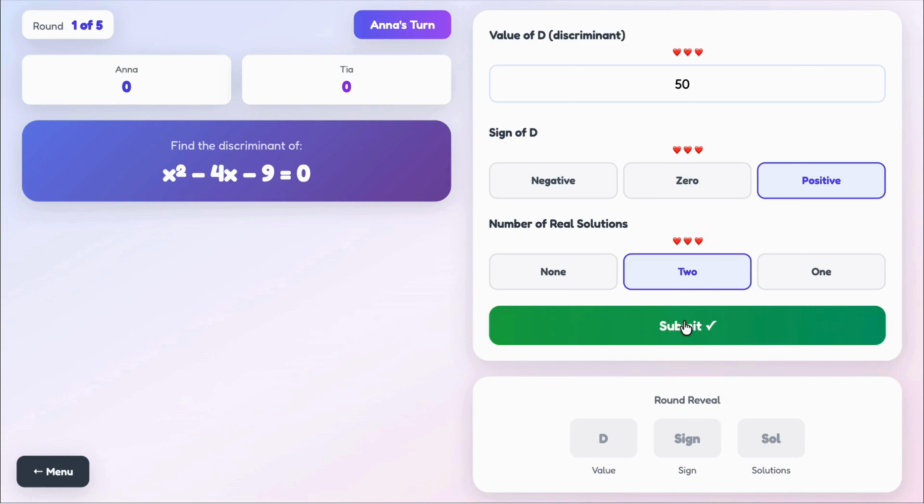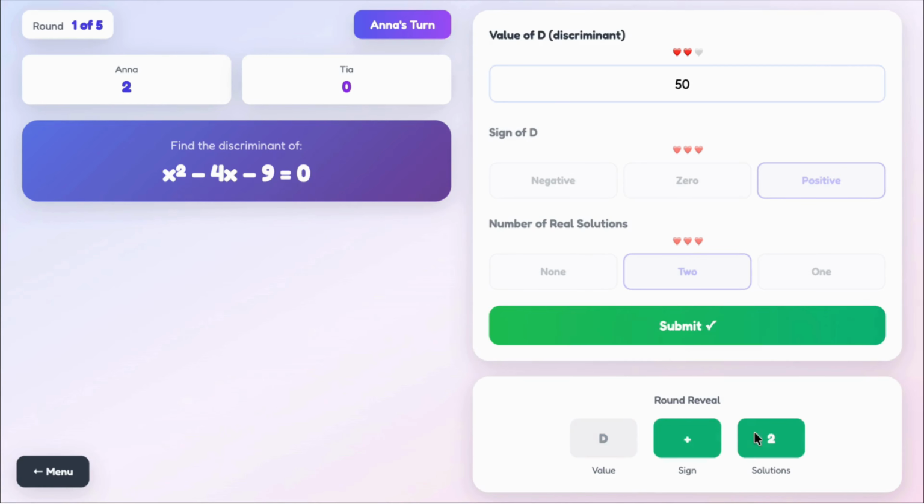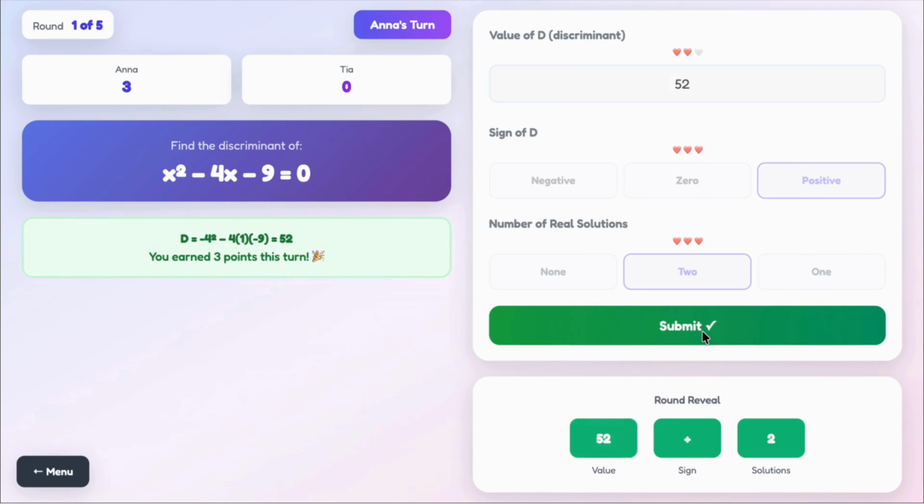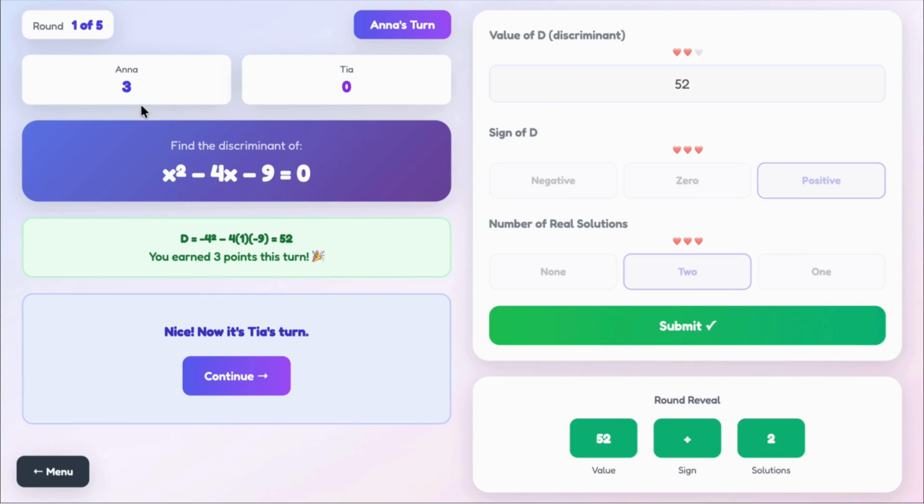So I've picked something on all of these. I'm going to submit it, and I can see that I got these correct, but I got that incorrect. So I lost a heart here, but these are locked in. So go back over here, we see that's positive 16, and then 4 times 1 is 4, times 9 is 36. And that's positive 36. Positive 36 plus 16. Oh, I see what I did. Positive 36, that would be 52, I believe. There we go. Okay, so you can see I earned all 3 points even though I lost a heart here.